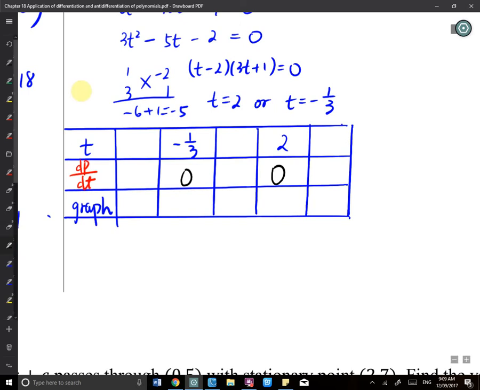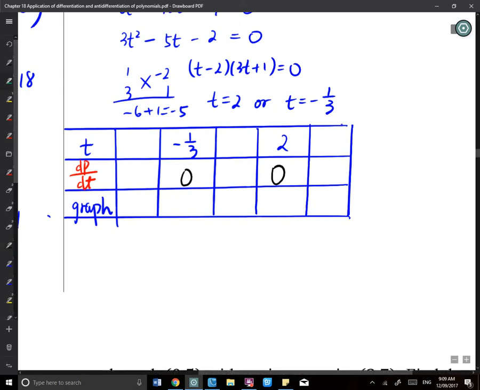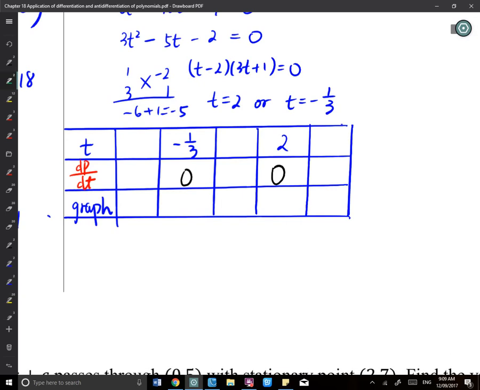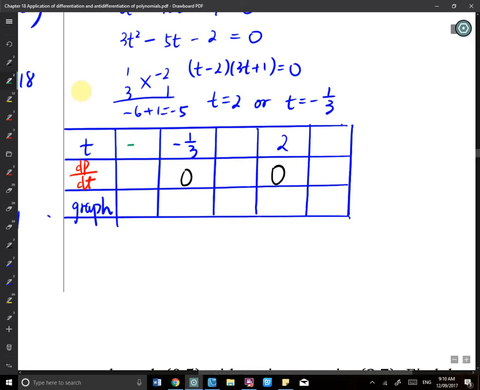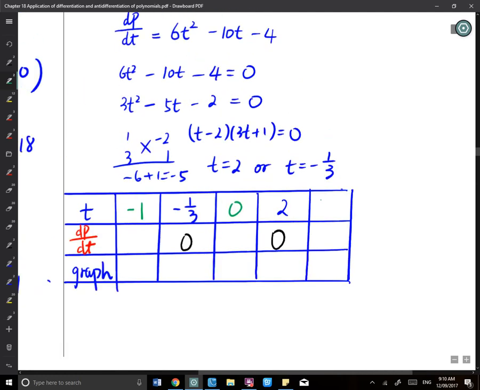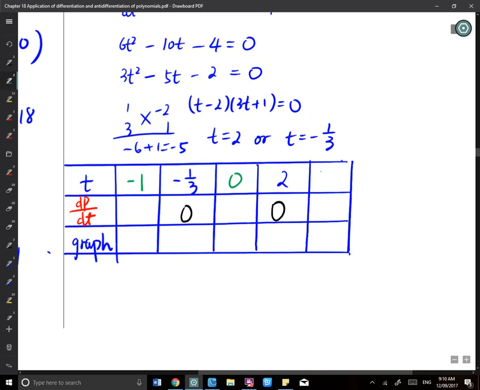And then I will select numbers. Those numbers are not randomly selected. I need to select a number on the left hand side of negative a third, a number in between negative a third and 2, and a number on the right hand side of 2. So I will select negative 1 here. I will select 0 here. And let me have a think, let's do 3 here.